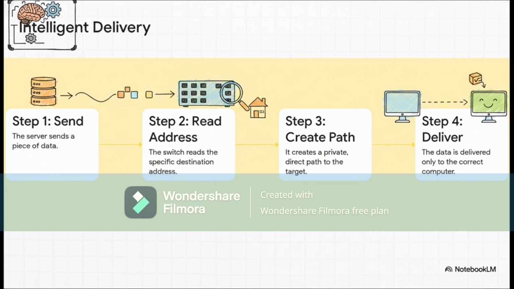So let's just break that down into 4 simple steps. Step 1, the server sends out the data. Step 2, the switch grabs it and reads the specific address. Think of it like a house number for each computer. Step 3, it creates a temporary, private little highway directly to that one computer. And boom, step 4, the data gets delivered. It's clean, it's private, and it's really fast.